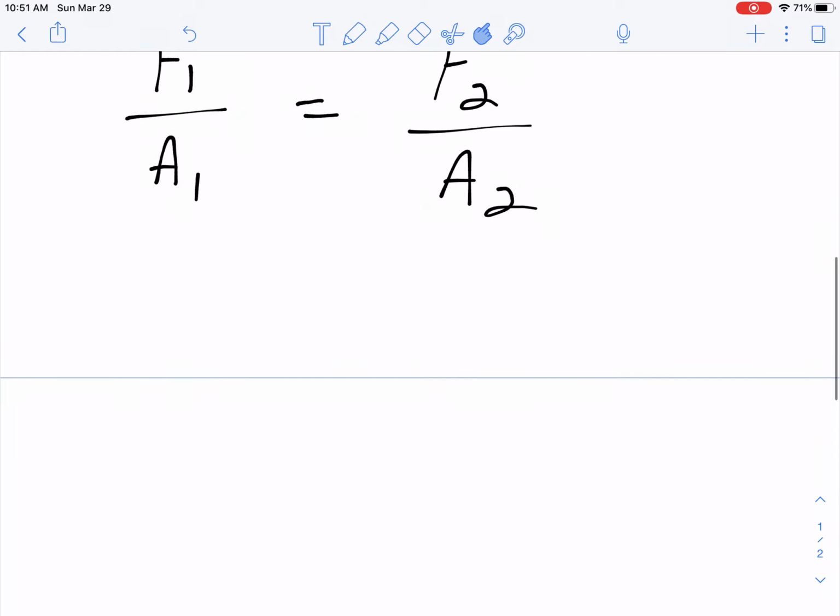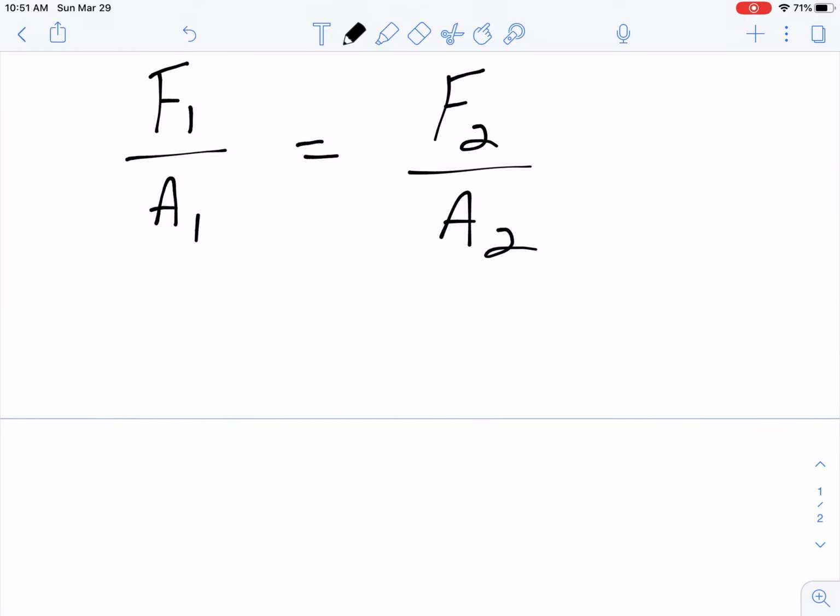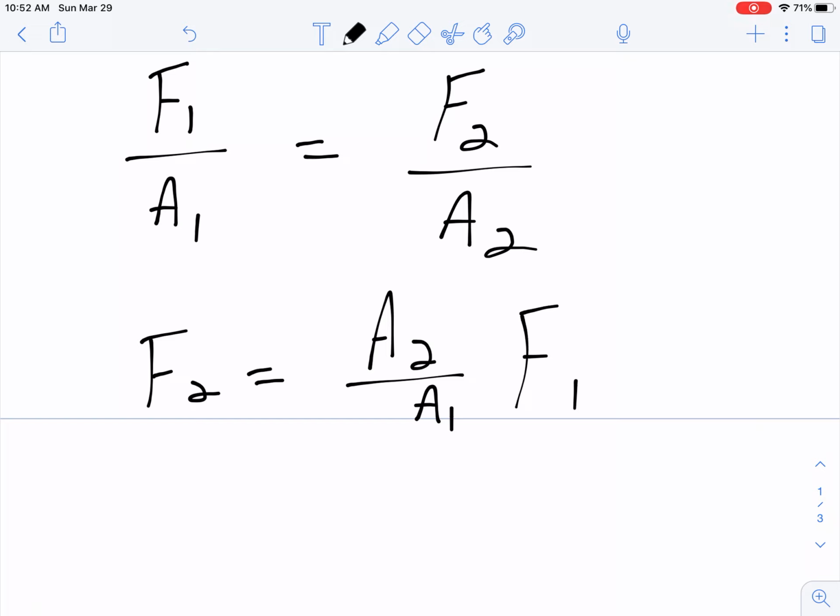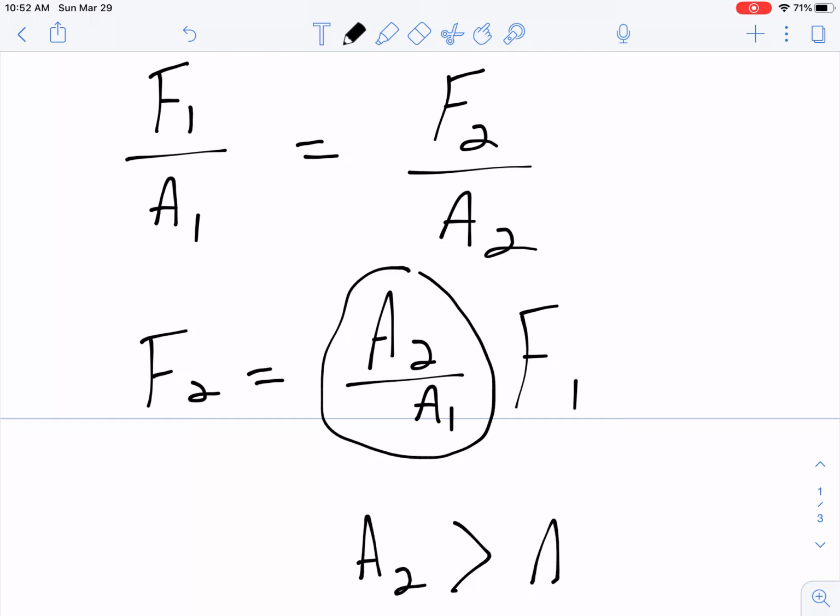So what does that mean for our forces? Well, force 2 would therefore be A2 over A1 times force 1. So it's going to be that number times force 1. In our example, A2 is bigger than A1.